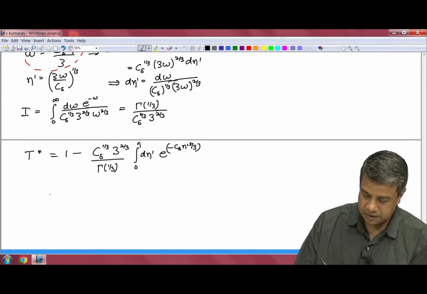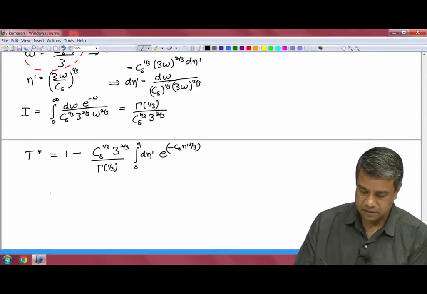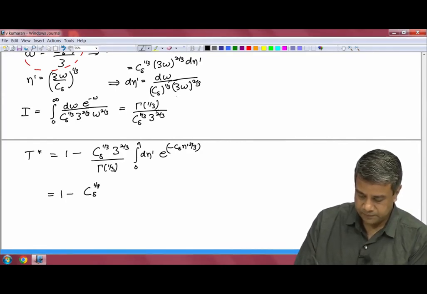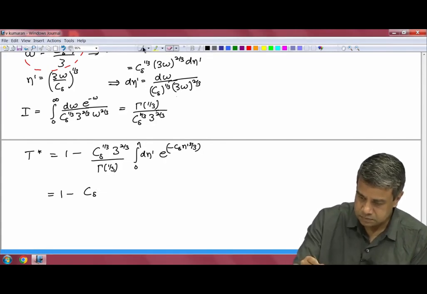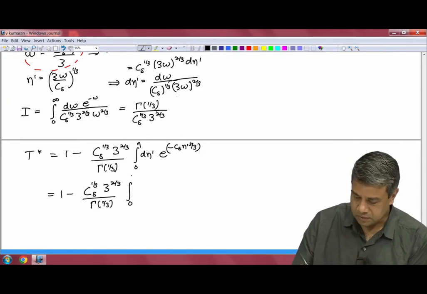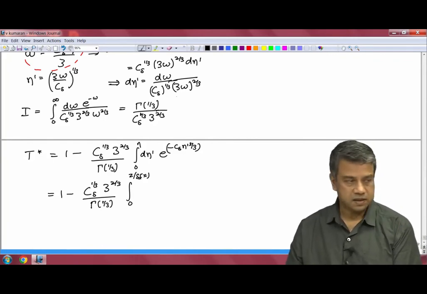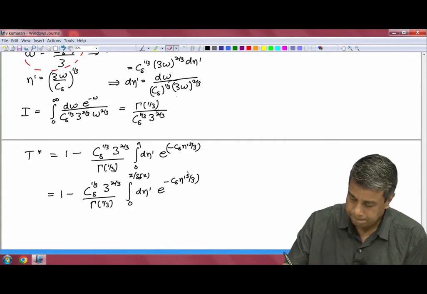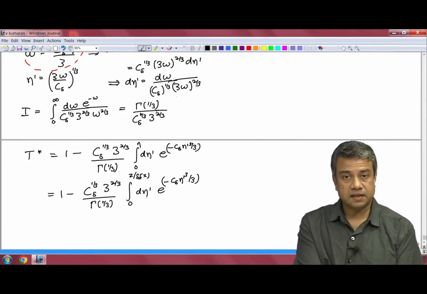Or if I write it back in terms of the original variable, I will get 1 minus c delta power 1/3 3 power 2/3 by gamma of 1/3, integral 0 to z by delta x of x, of d eta prime e power minus c delta eta prime cubed by 3. So, that is the temperature field.